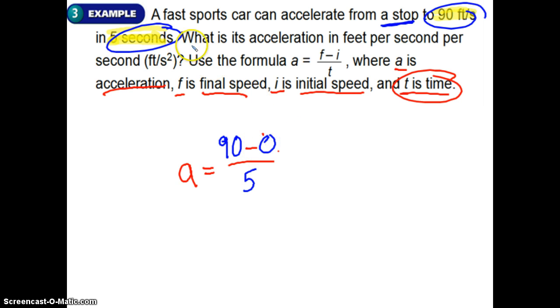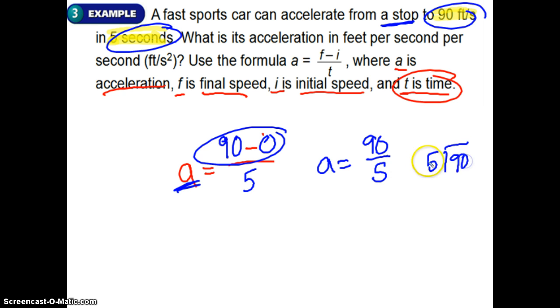Now, if you read the question over, it says, what is its acceleration? Well, we're solving for A, so we know that we did it correctly. So we should know from PEMDAS we have to do what's on top first. So 90 minus 0 is 90. So we're going to do 90 divided by 5. And if I do 90 divided by 5, we can do it the long way. How many times does 5 go into 90? Once. Bring down the 0. 5 goes into 40 8 times.